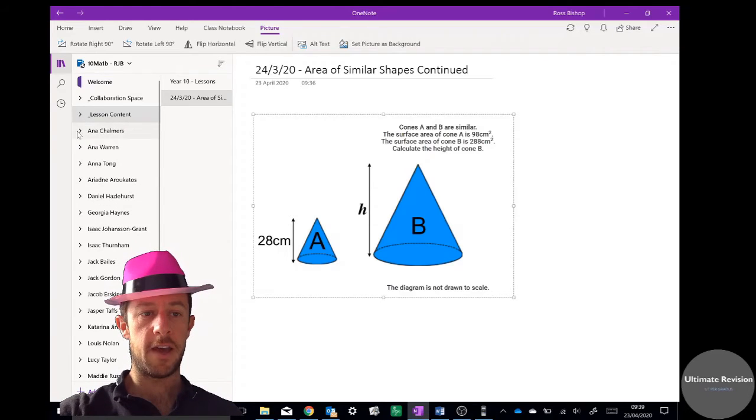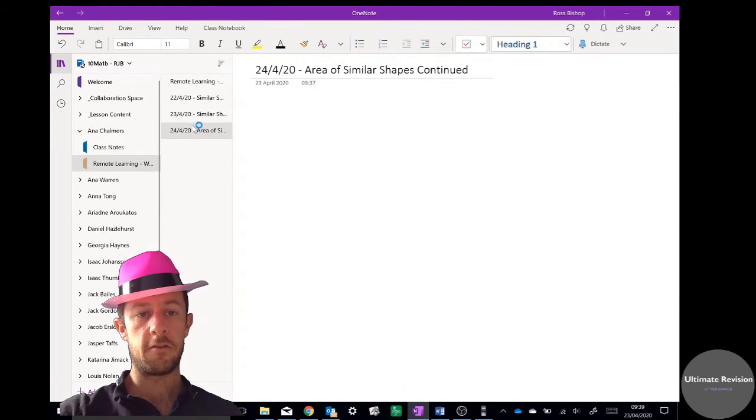Just to reiterate again, please do upload your work to the correct page. What I've done is create a new page each lesson. For today's lesson, please upload it into the 24th of April, area of similar shapes continued. At the end of the lesson, a lot of you are getting really quick at this. If you are struggling, please let me know or speak to someone else in the class. I know Anna's done it really well, so if you're in contact with Anna, she'll be able to help you. But that's been really good.